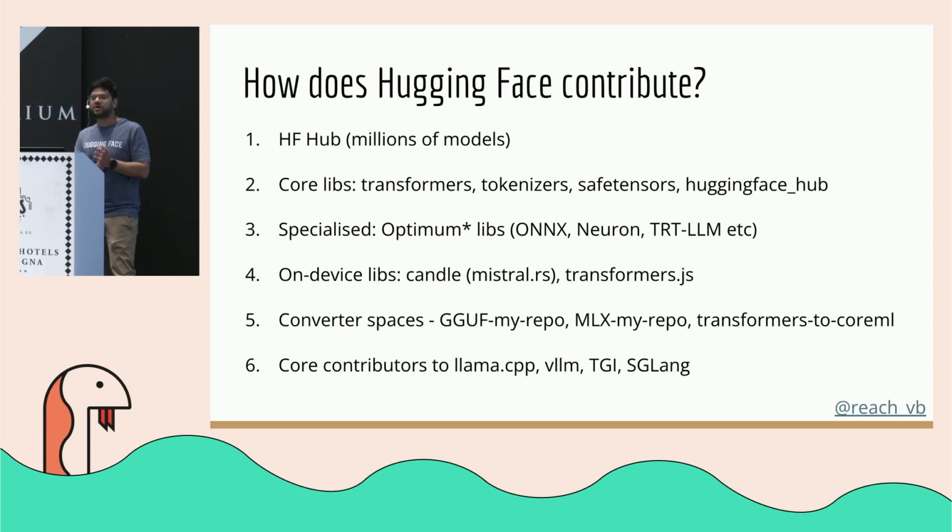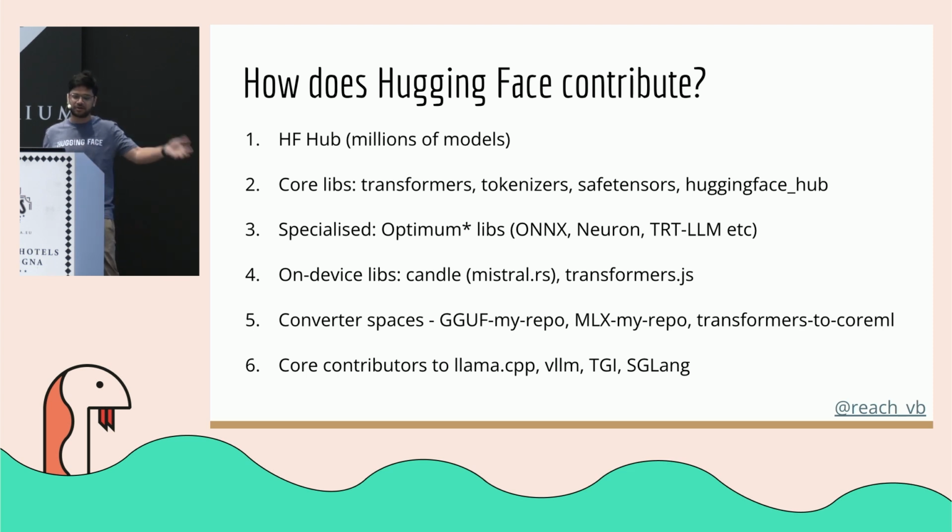Cool. So how does Hugging Face contribute to all of this? Well, we have the Hugging Face Hub, where we have millions of these models, and you can pull these models for free. Thank you, AWS, again. We have a core set of libraries: transformers, tokenizers, safetensors, Hugging Face Hub, lots of stuff that uses it internally. Safetensors is the safest way to have your models.